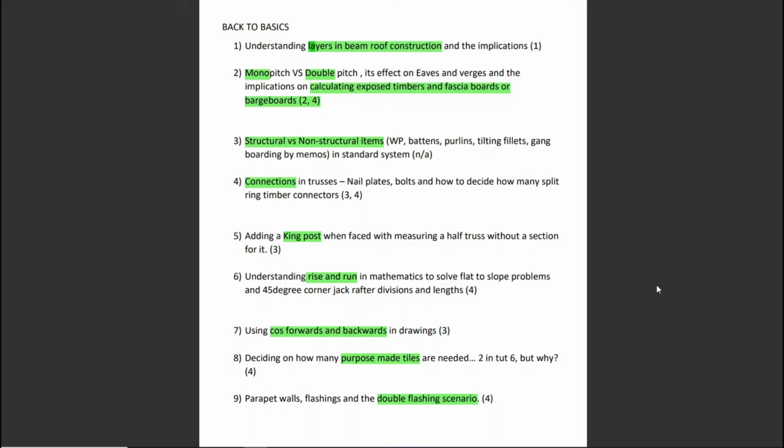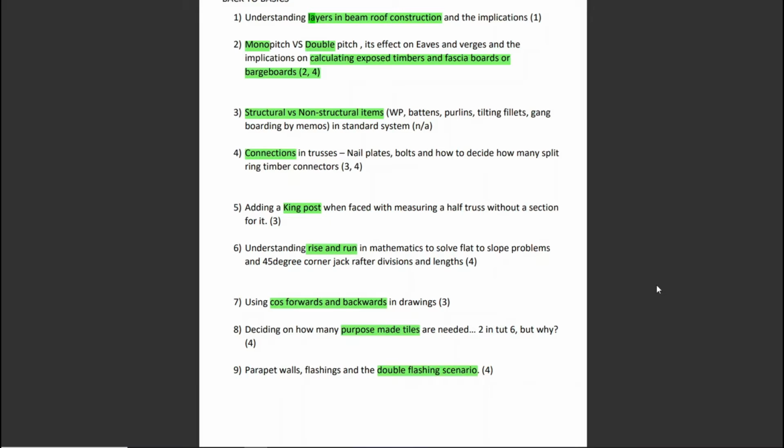Point number 7 is another interesting one. We're going to apply trigonometry to go forwards and backwards. So we're going to take on flat to on slope, and then you're going to go backwards for on slope to flat. And I'll cover examples where that is done. I'm sure you already know about those examples, but let's just go over it for the sake of revision.